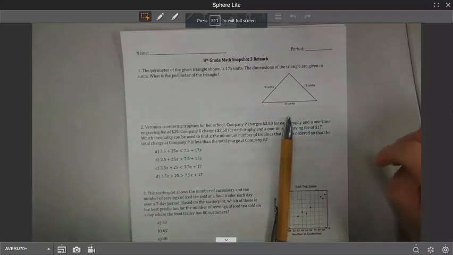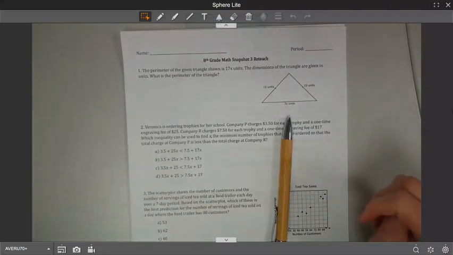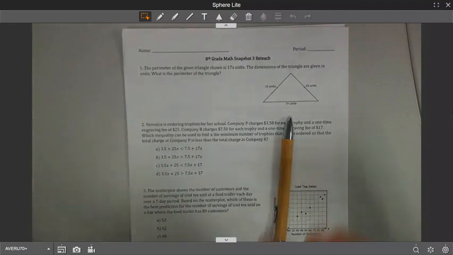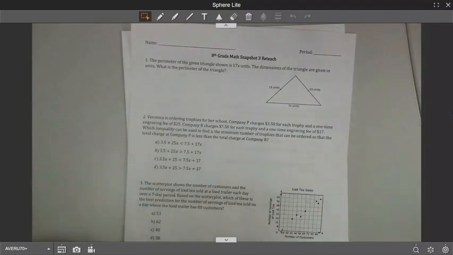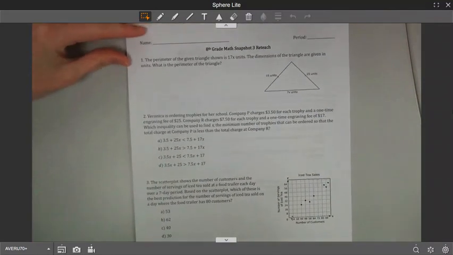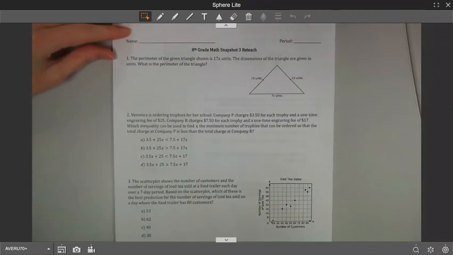Here is our snapshot 3 reteach. So number 1 says the perimeter of the given triangle shown is 17x units. The dimensions of the triangle given are in units. What is the perimeter of the triangle?